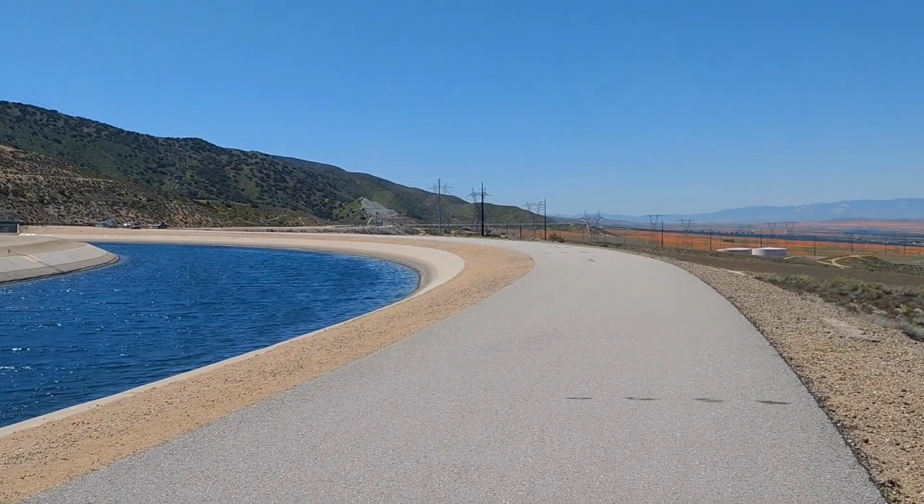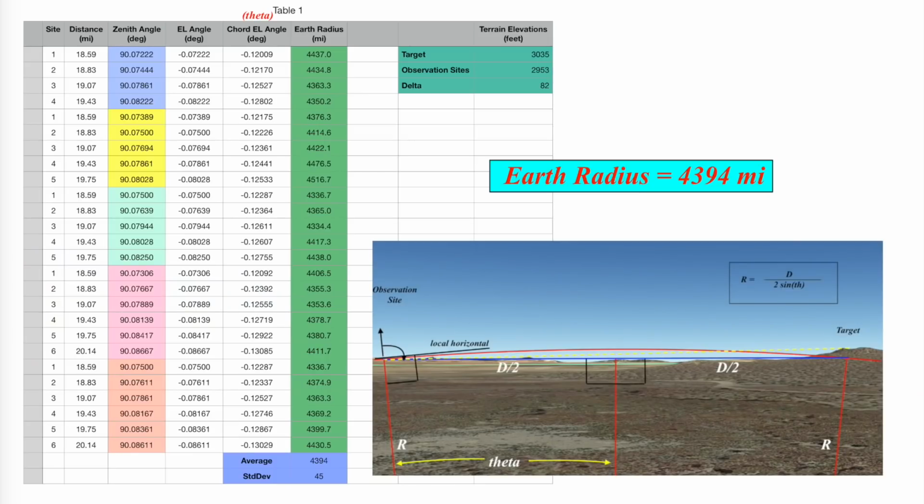But let's have a look at the data to see what it says about the radius of the Earth. Okay, so here's the data. Lots of it. Let me walk you through everything so you understand what I'm doing. I've made the observation from different sites. First column records that. Then that's the distance from the target in the second column.